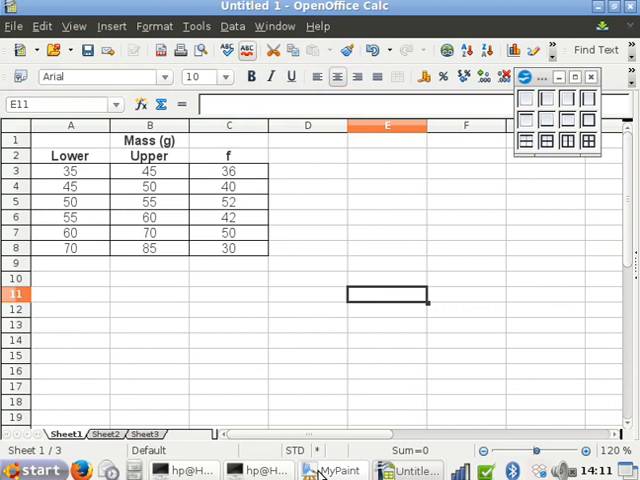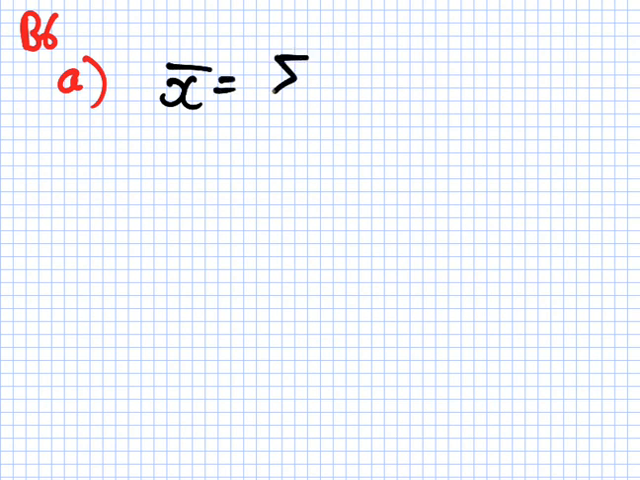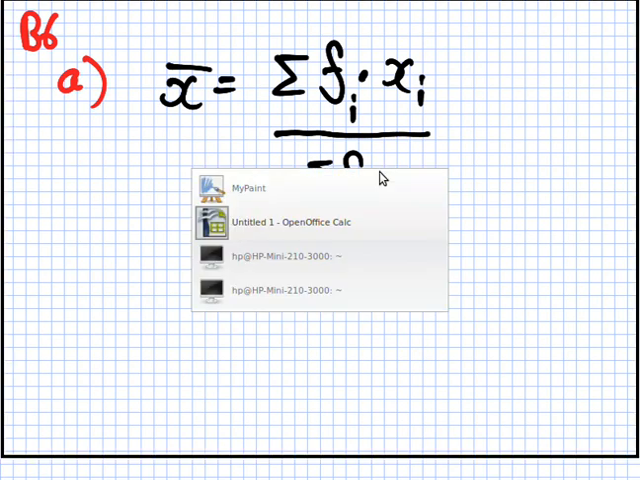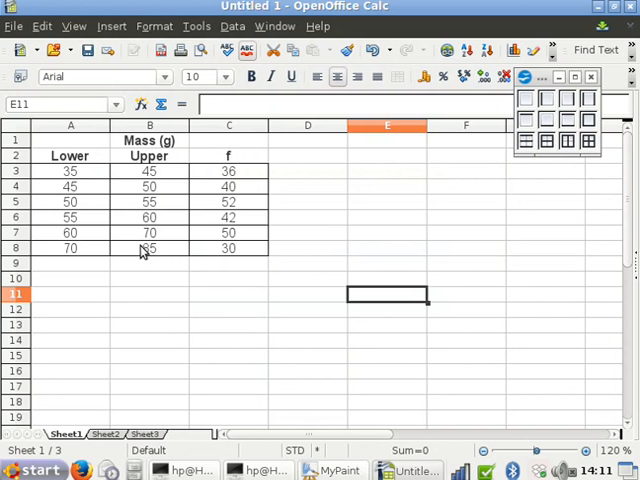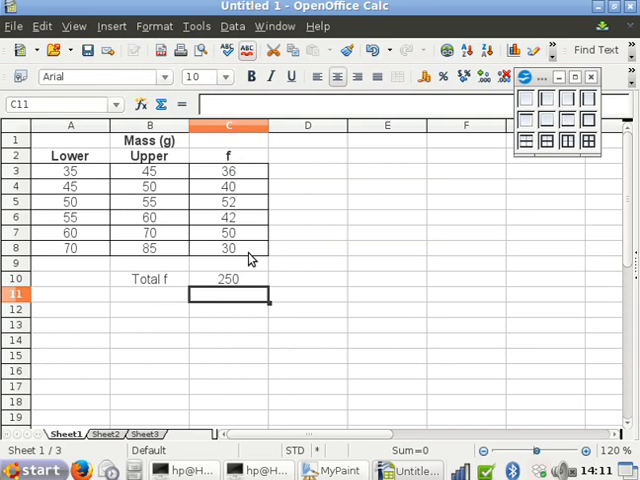So the mean, to calculate that, you have to use this formula. The mean is the sum of the frequencies multiplied by the data, all over the total frequency. So what I'm going to need to work out is the total frequency. If I just add all my frequencies together, I get 250. Okay, so let's work out the mean.